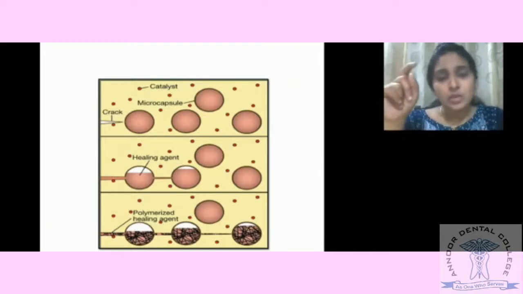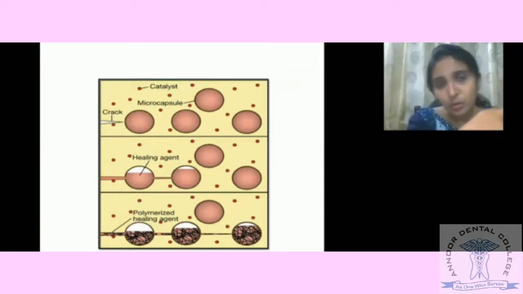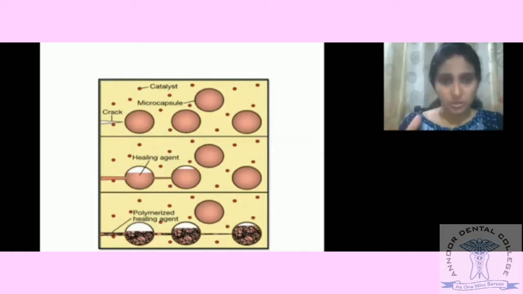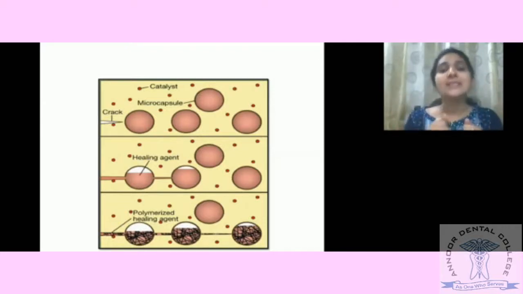Okay. So you can see here in the first diagram a crack approaching the composite. When a crack approaches a composite, the microcapsule gets ruptured. When it gets ruptured, the healing agent present inside the microcapsule combines with the catalyst around the microcapsule, and together they form a network and automatically heal the crack. This is a wonderful, amazing property of self-healing composites.